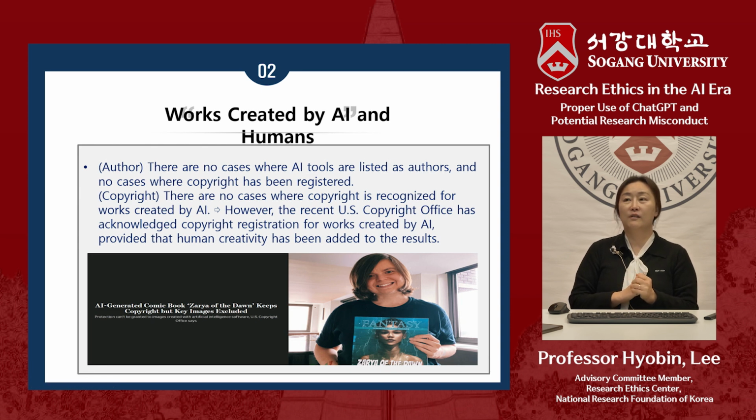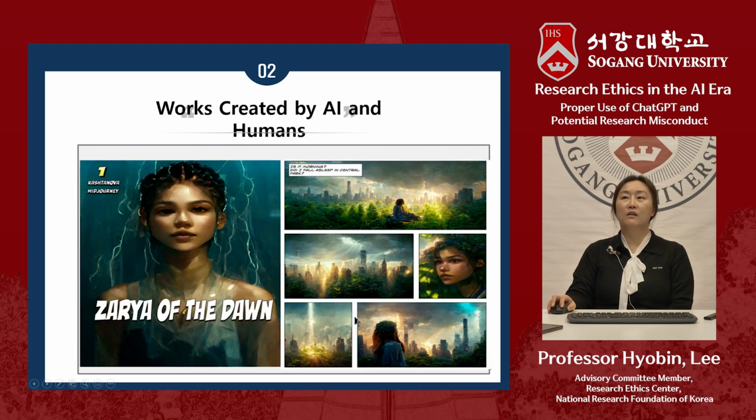However, the recent U.S. Copyright Office has acknowledged copyright registration for works created by AI, provided that human creativity has been added to the result. So this is a fantasy, the Jara of the Dawn. The drawing was drawn by ChatGPT, but the text was written by this boy, and the U.S. Copyright Office only gave a copyright to the text, not the drawing per se. So this is work created by AI and humans for the first time that got a copyright.